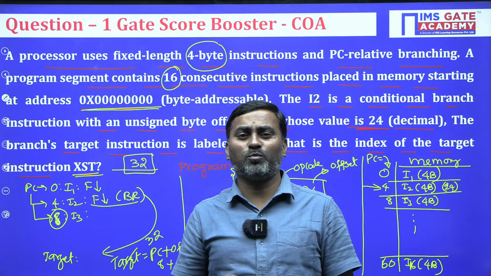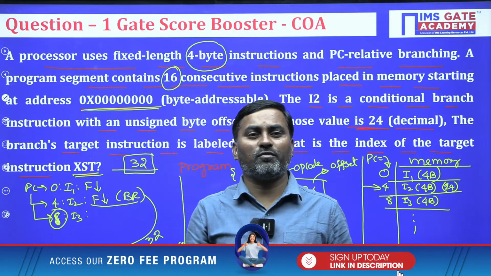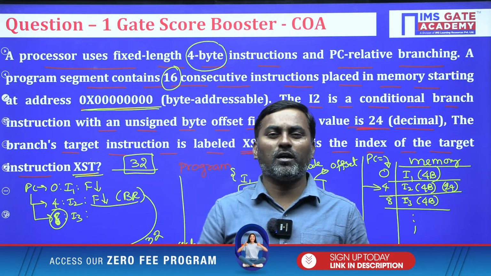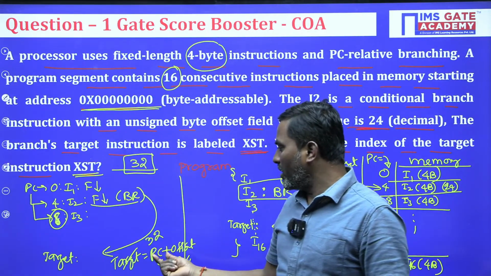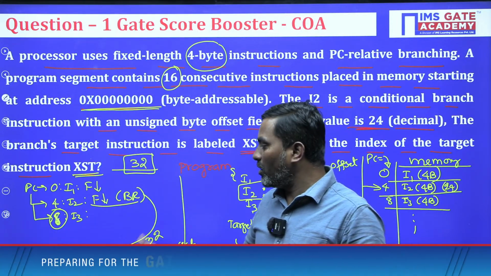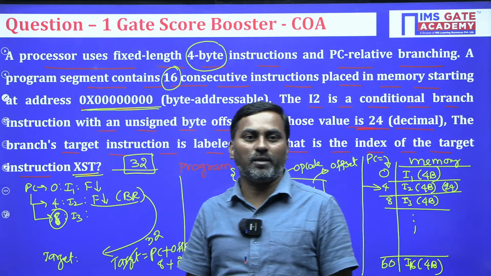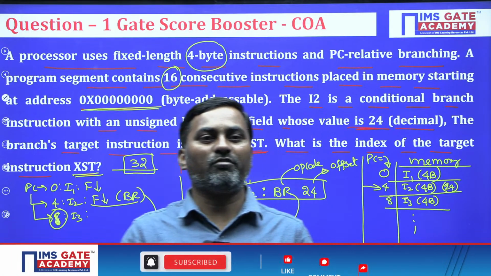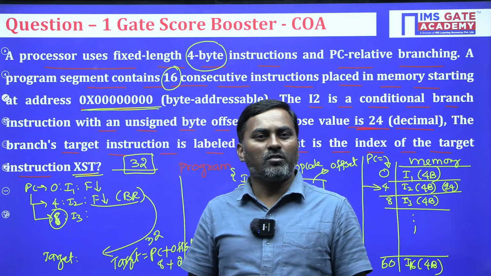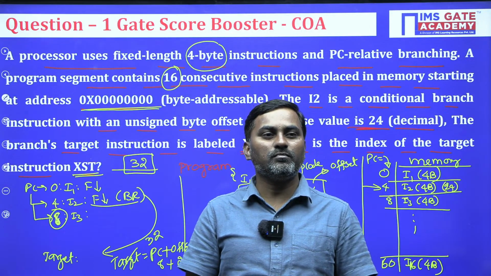What is this PC relative addressing mode? Simply take the current PC value. Look at the branch instruction's offset value, whatever value is there. Take that value and add it to the current PC value. That's what I have simply done. Current PC value 8 and offset 24, added becomes 32. Now 32 is the index of the target instruction that is going to be fetched in the next cycle. So PC will become 32 after the fetch. Very good. I hope this solution is clear. 32 is the right answer to fetch the target instruction, named XST. Is it clear?